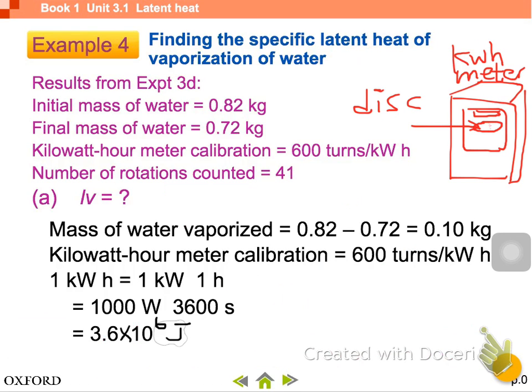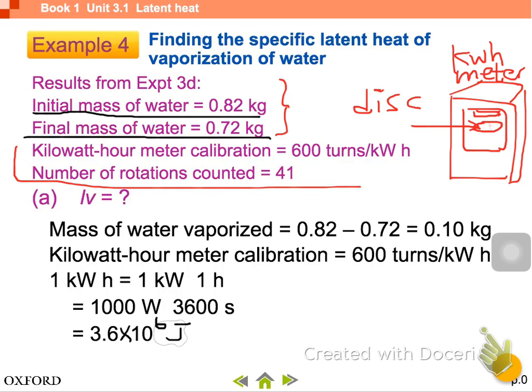So let us take example 4 to explain how to use the collected data. Remember that when we carry out this experiment, we need to find out the data, the initial mass of water from the electronic balance. After boiling, some water changes into steam, then the final mass becomes 0.72. But when the mass of water changed into steam is found, how do we find out the energy by using the kilovolt hour meter?